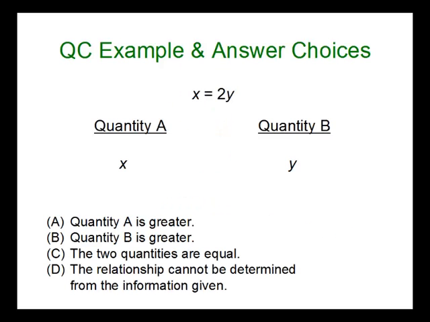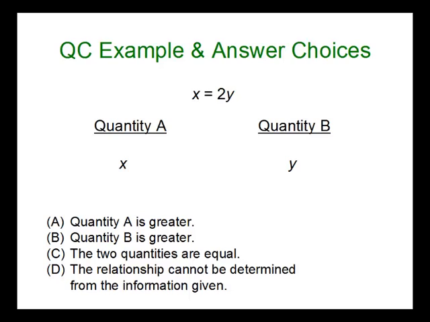This is what QC questions look like. There's always a quantity A and a quantity B. And you always have 4 answer choices. That's one of the great things about this kind of question. Usually on standardized tests, there's 5 choices. If you were ever stuck making a totally random guess, this increases your guessing odds, of course.